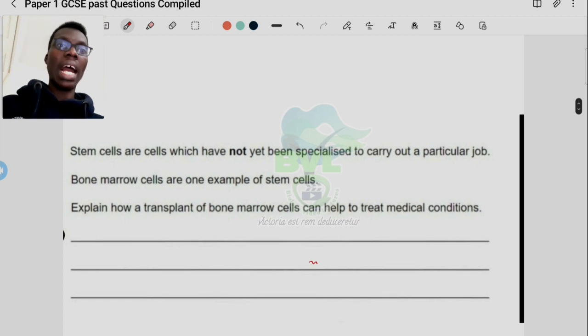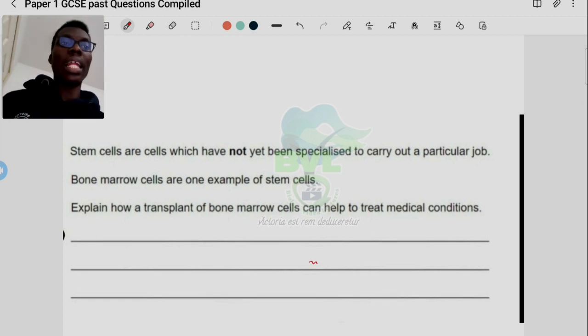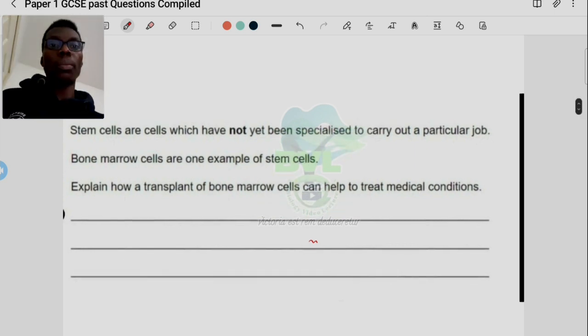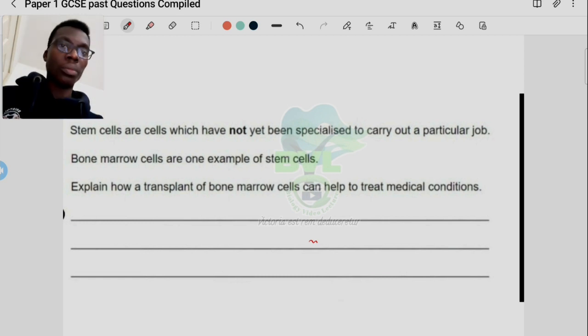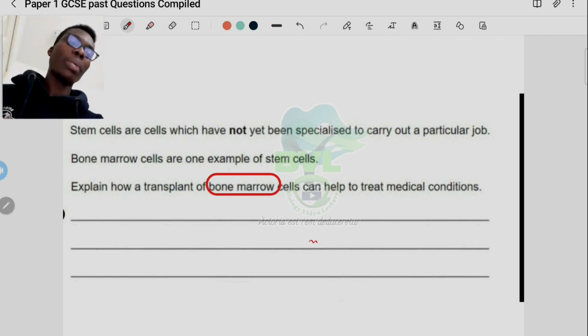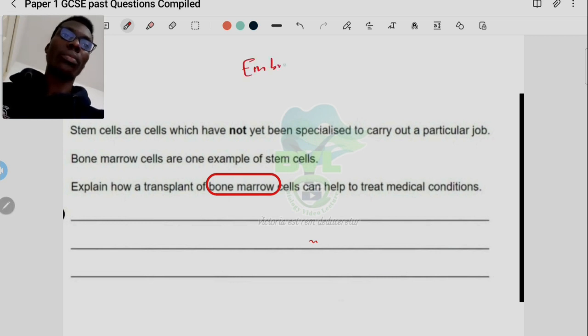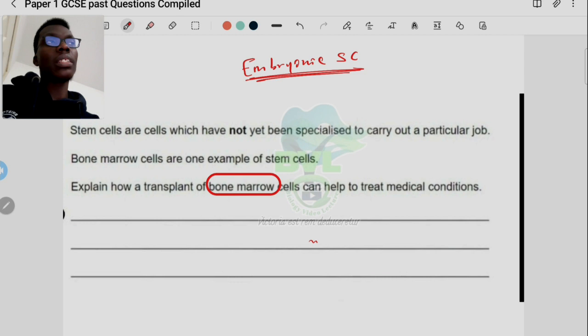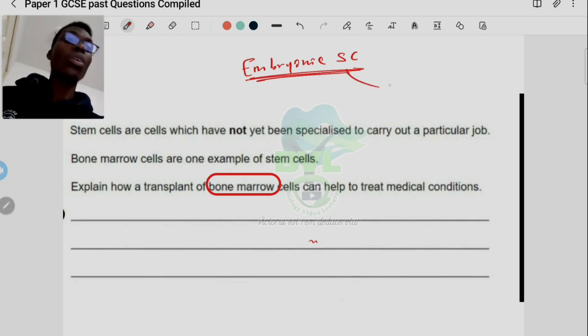Okay, the next question says stem cells are cells which have not yet specialized to carry out a particular job. Bone marrow cells are one example of stem cells. Explain how a transplant of bone marrow can help to treat a medical condition. Well, to start with, bone marrow is an adult stem cell, so it is partially committed already. We have something called embryonic stem cells. This embryonic stem cell can form any type. We call it unspecialized. It can form bone cells, muscle cells, brain cells, anything.